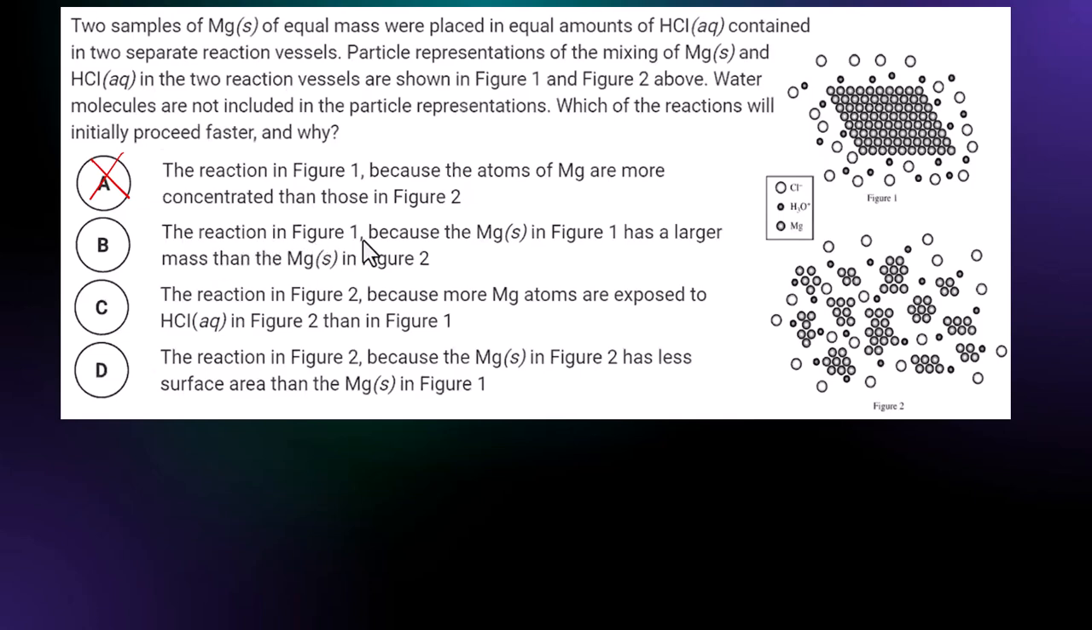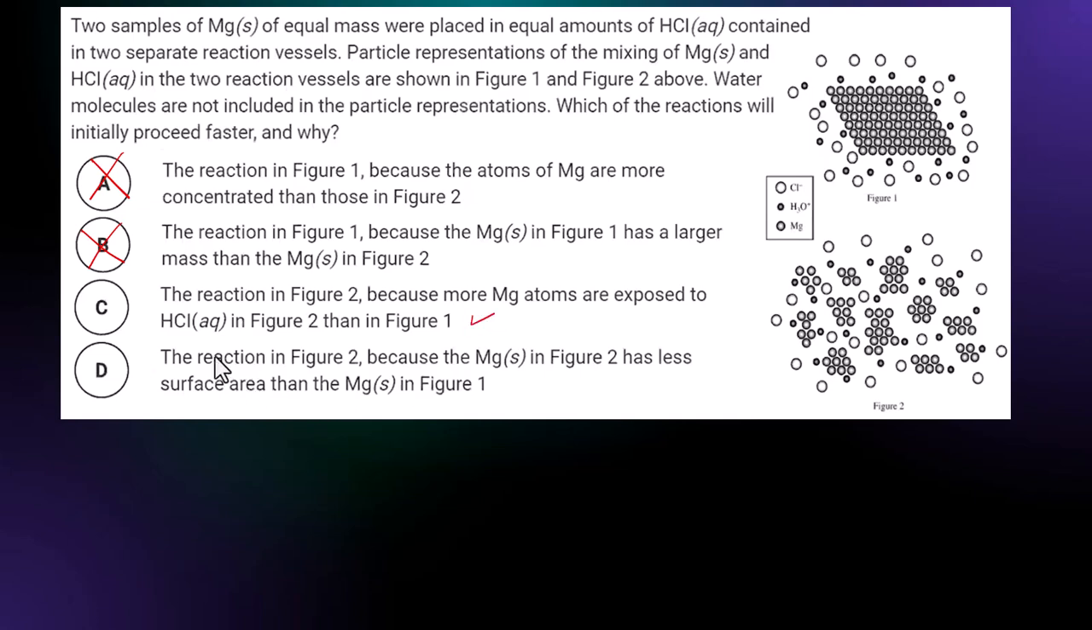The reaction in figure 1, because the Mg in figure 1 has a larger mass. Well, again, if you break a solid up, you shouldn't be changing the mass at all. So we're not changing the mass. Answer choice B is wrong. The reaction in figure 2, because more Mg atoms are exposed to HCl in figure 2 than in figure 1. That sounds like it could be right.